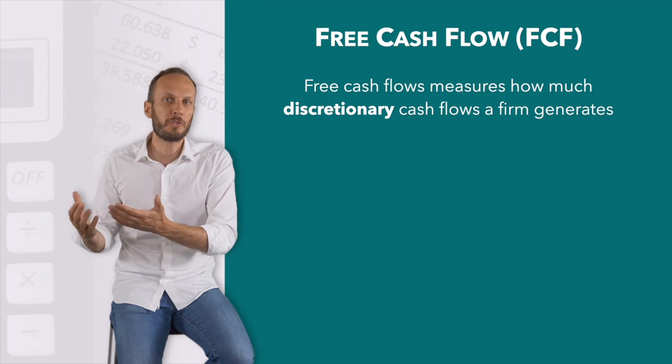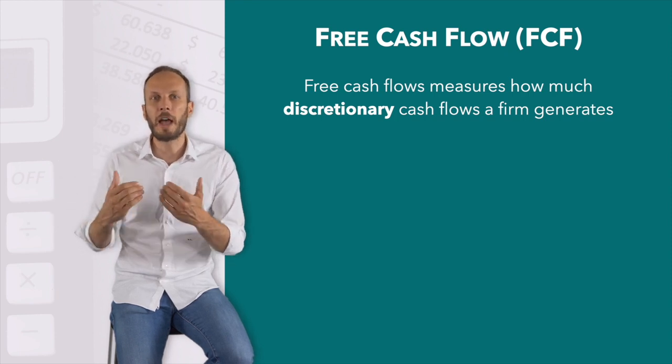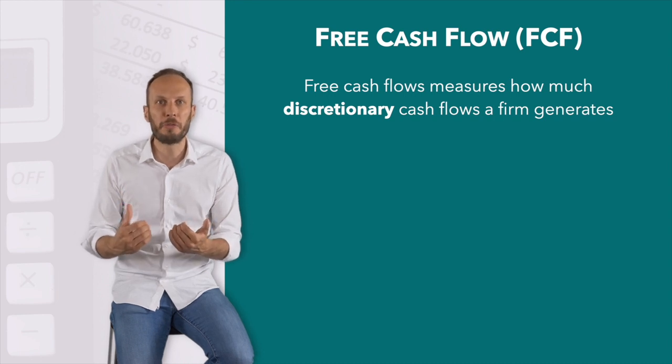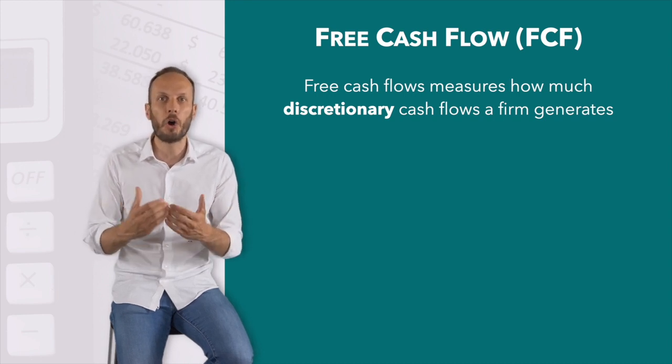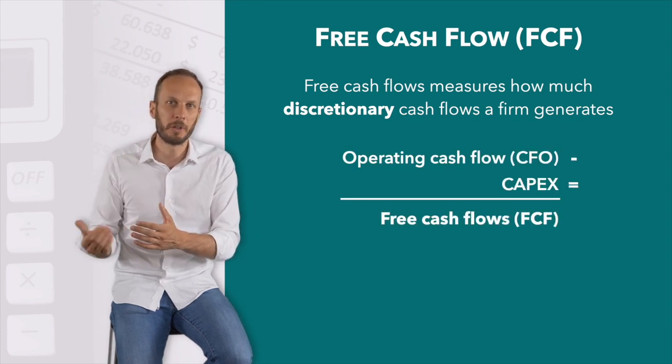The excess of cash flow from operation over capex is known as free cash flow, and it measures how much discretionary cash flow a firm's core business is generating on a recurring basis. It's computed as cash flow from operations minus capex.